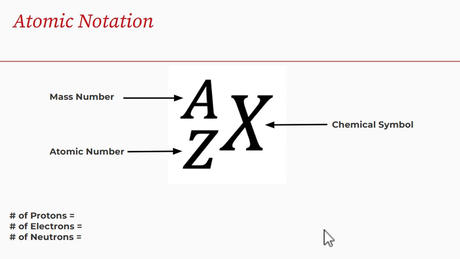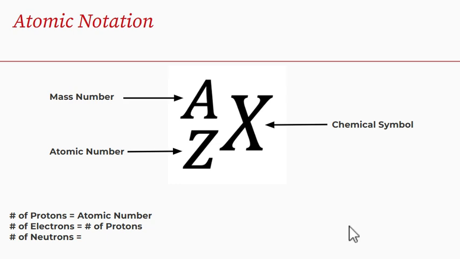For the number of protons, that's just equal to the atomic number. The atomic number is literally how many protons are found in the atom. The number of electrons is equal to the number of protons, because if you have an uncharged atom, so not an ion, then you have an equal number of protons and electrons because the atom does not have a charge.